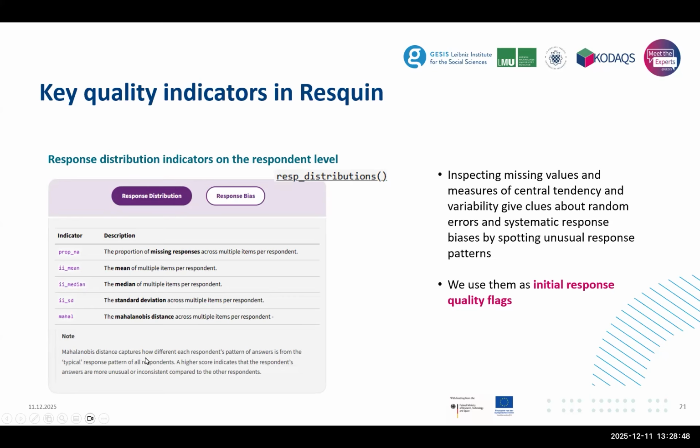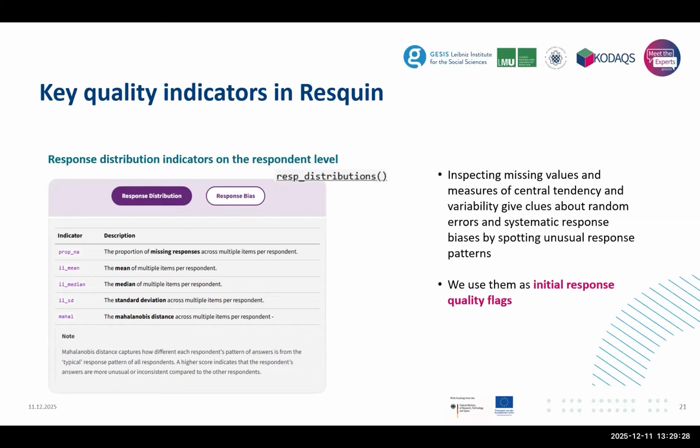The Mahalanobis distance generally captures how different each respondent's pattern of answers is from the typical response pattern that you can see. So basically a high score indicates that a respondent's answers are more unusual or inconsistent compared to the rest of the sample. And how we are using these response distribution indicators with Resquin is that we inspect missing values and these measures of central tendency and variability to get an idea if there is an unusual response pattern in the sample. And that can of course indicate random errors or systematic response biases.